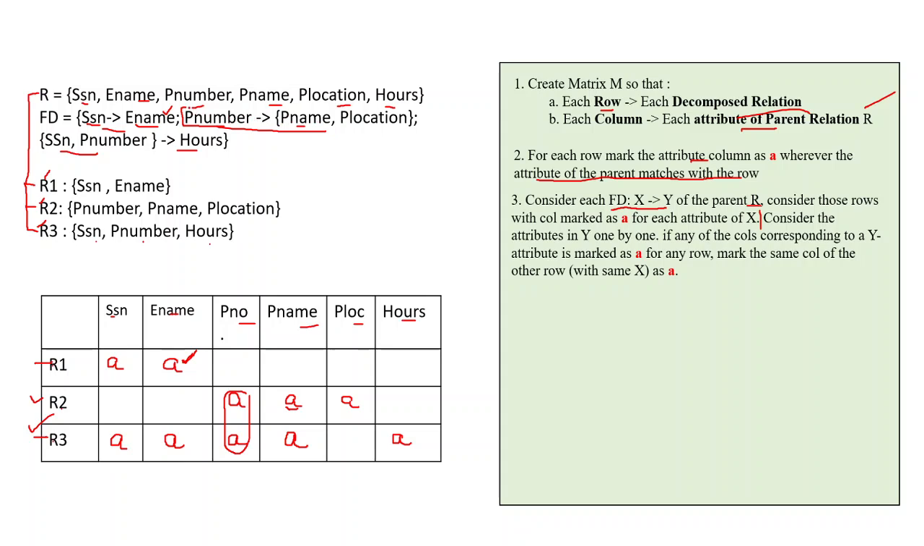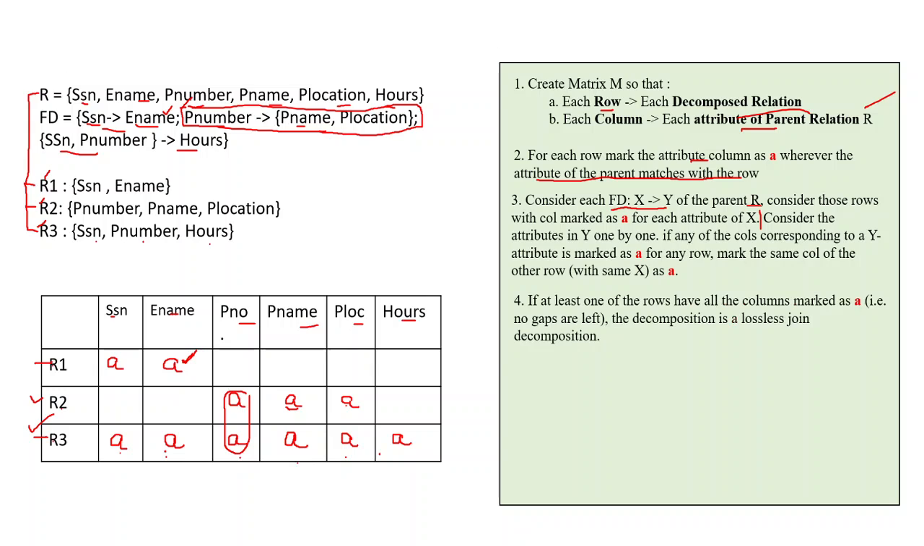The next Y attribute of this functional dependency, that is P number gives P name and P location, is P location. Now we have to check which of the rows have their P loc marked as A. So we see that R2 has the column P loc marked as A. Therefore, we will mark the column P loc of the other row, that is R3, also as A. Now see, this row R3 has all A's in it. Like we don't have any blank in this R3 anymore.